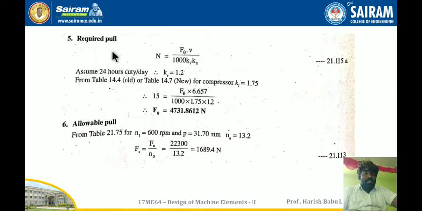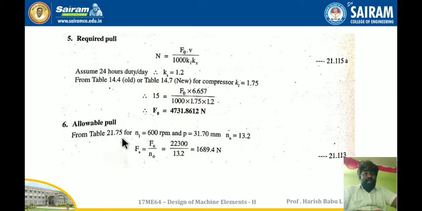Once you have got the velocity, I'll go for the required pull. That is N is equal to F theta into V divided by 1000 KL and KS. Assuming 24 hours per day, KS I'm going to assume as 1.2. So from the table 14.4 or 14.7, for a compressor, the KL will be equal to 1.75. I'm going to substitute all the values over here. I'm going to get required pull F theta is equal to 4731.8612 Newton. Next I go for allowable pull.